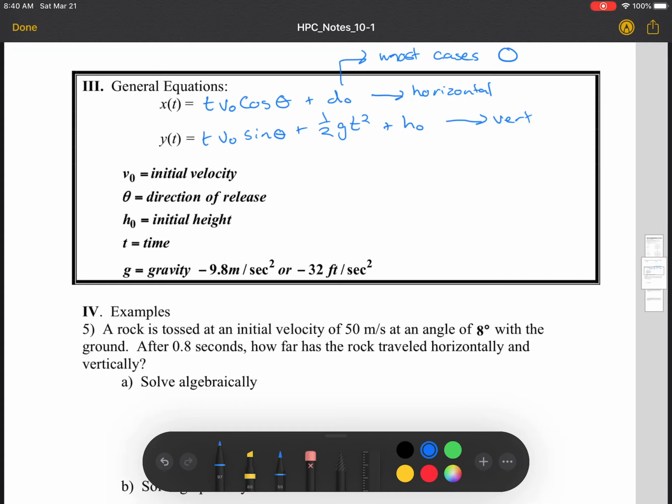Okay, so now our variables are defined here. Like I said, our initial velocity, our angle of release, initial height, initial time, and gravity. That's the big one, okay? Don't start getting caught up doing all these conversions, all right? If they're giving you problems in meters, use this. If they're doing feet, use the feet, okay?